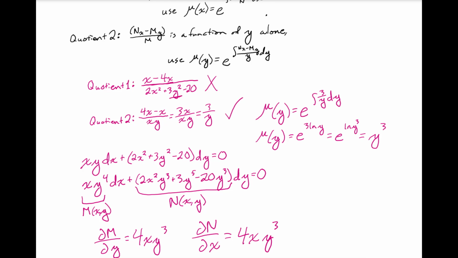And there are no x's in the other terms, so the other two terms are like constants and they add 0 to my derivative. So I now have the partial derivative of M with respect to y and the partial derivative of N with respect to x equal to each other. So this is now an exact equation, and I could go through the same process, that same method of solution that I went through in the previous example, to arrive at an answer.